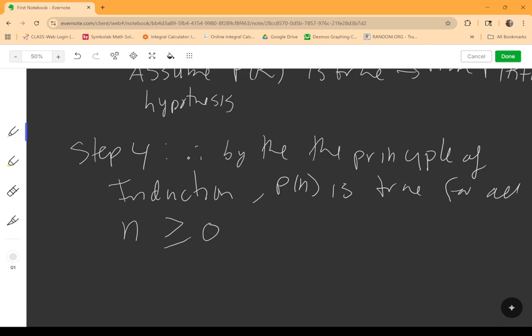And again, as always, let's remember hypothesis. It's an implication. P of k is my hypothesis. My conclusion is to prove P of k plus 1.